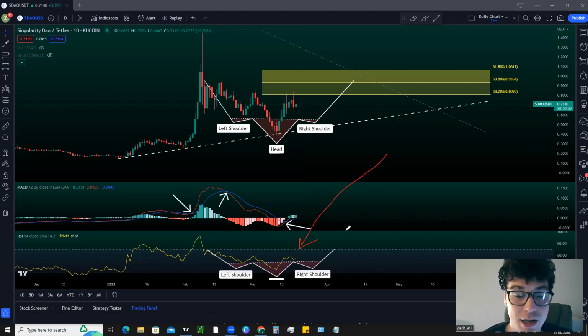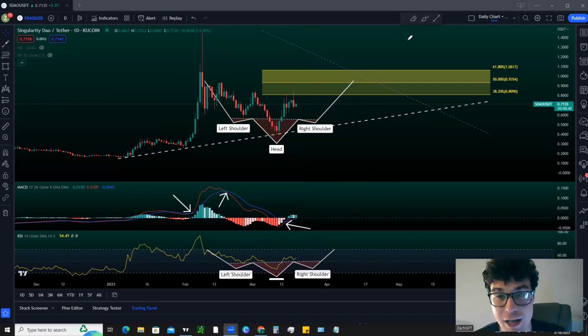And when it comes to the RSI, it's also putting in an inverse head and shoulders. We've got the left shoulder, we've got the head, and we're putting in a right shoulder right now. So it's going to be really interesting to see, can we break this neckline here and get a strong move to the upside that could break us through our major overhead resistance levels. So those are the main things that I'm watching right now when it comes to Singularity DAO.